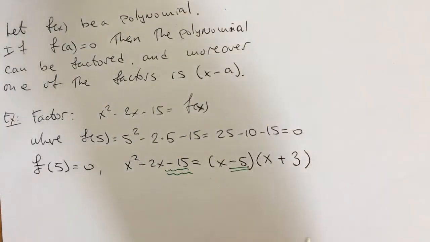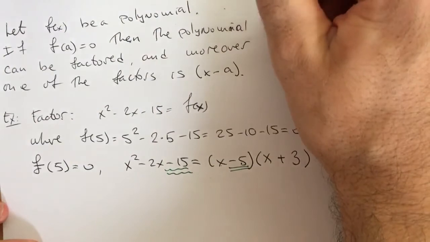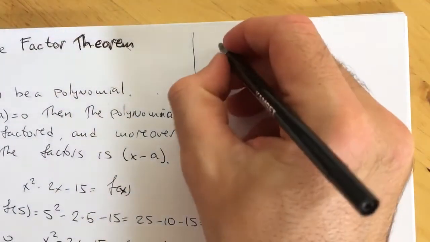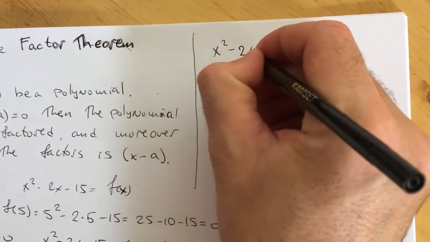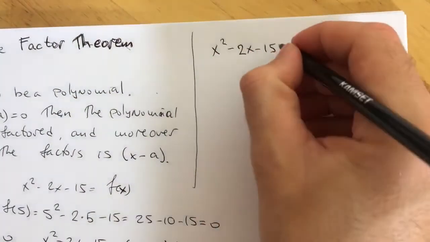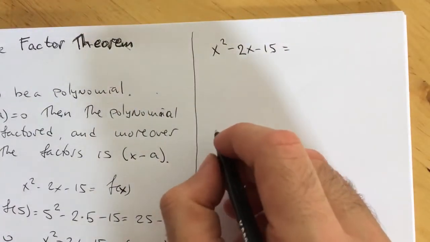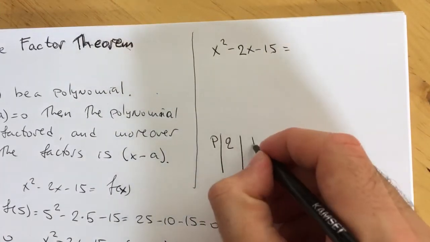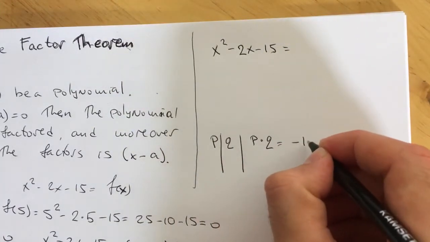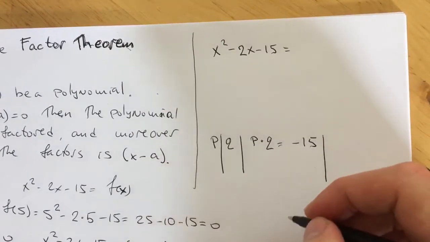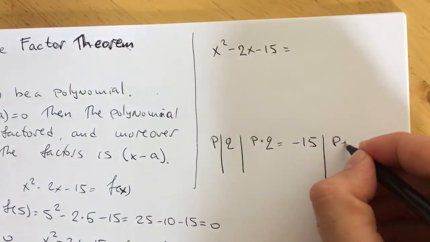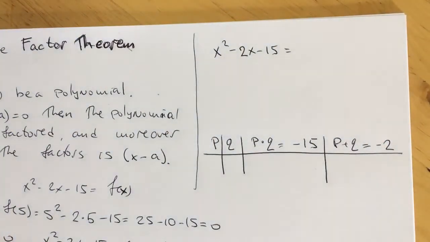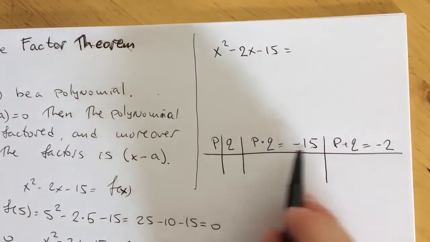Some of you might say, well, I learned this in another way. I learned how to factor this by finding this p and q, or whatever you call these numbers, right? So basically, can you find two numbers, p and q, such that p times q is equal to negative 15, simultaneously, at the same time, p plus q is equal to negative 2, okay?